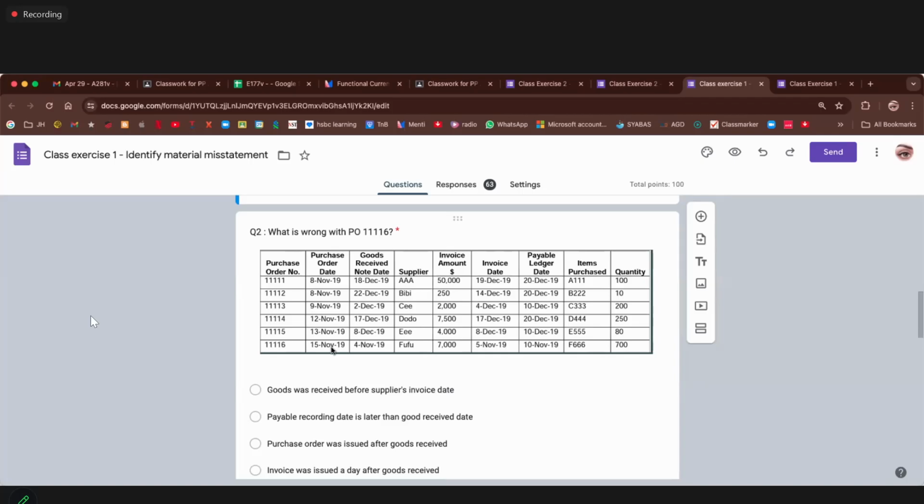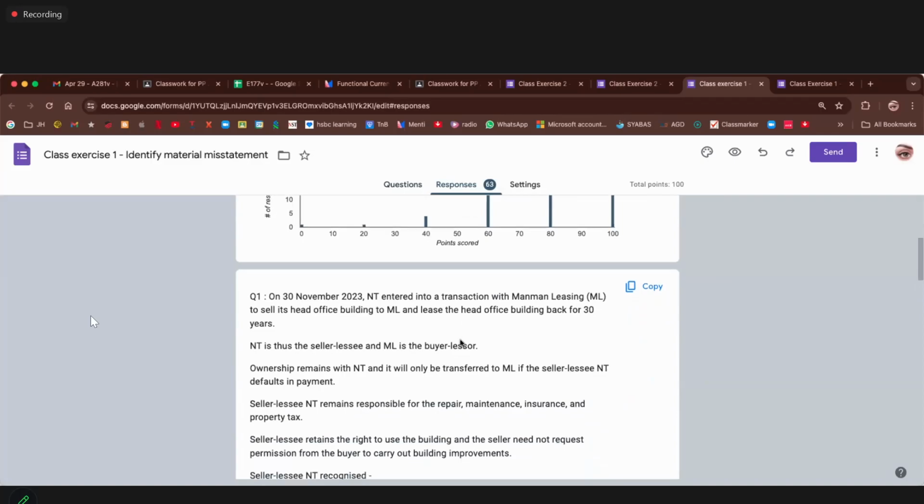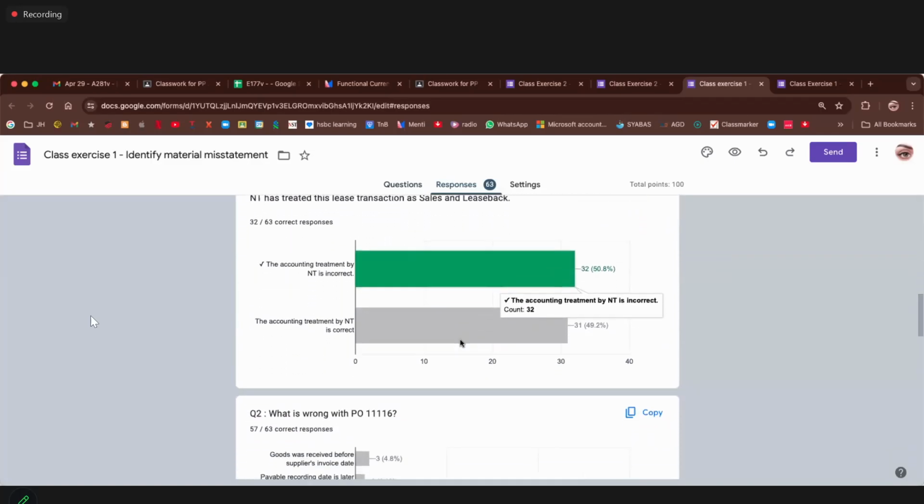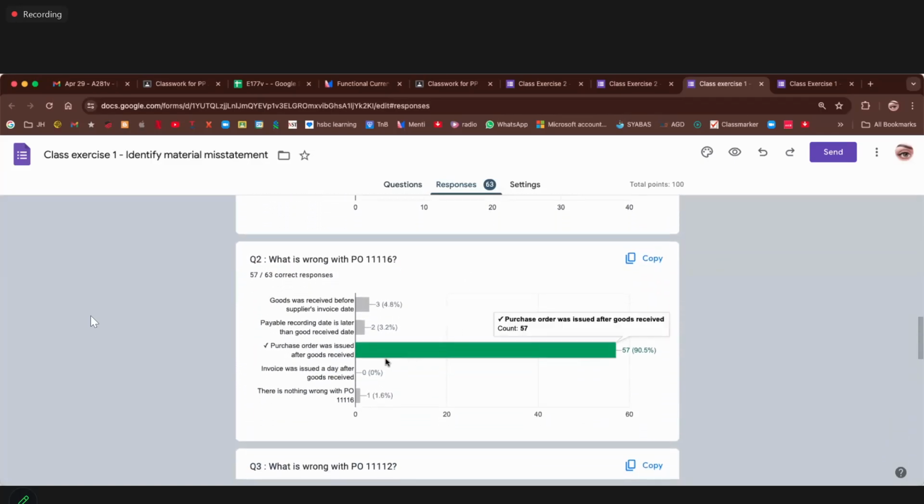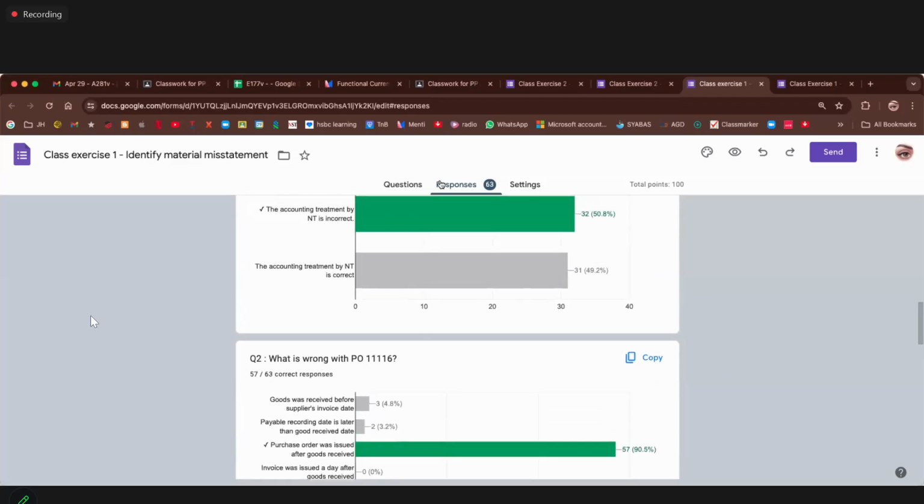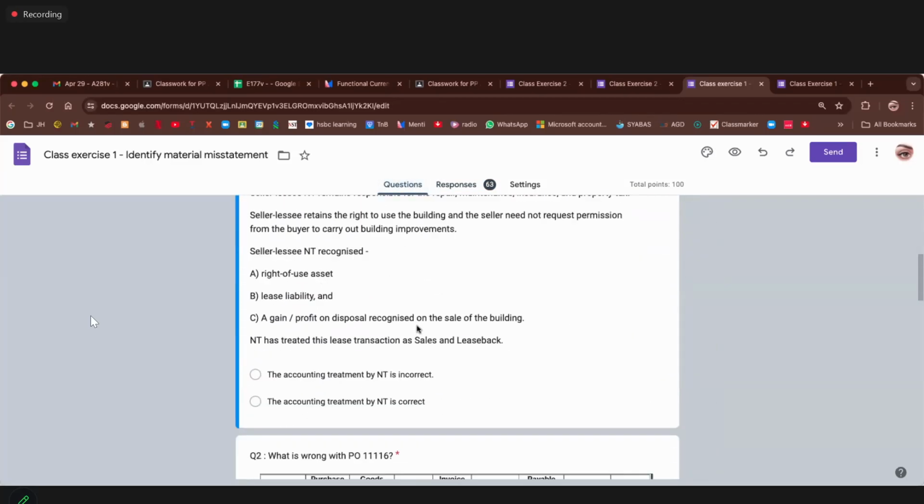But if you look at this, the purchase order date is after the delivery. So this actually suggests that maybe these goods received are not authorized by a purchase order. That's why I say the purchase order was issued after goods received. This is a problem, all right? This is a problem. Another one, let's test on question 3, also very similar.